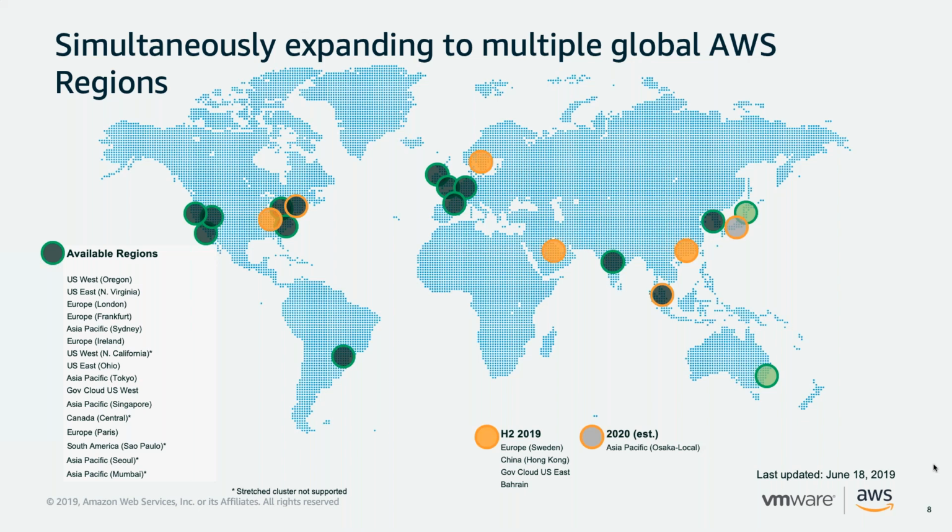We'll be deploying in the second half of this year into Sweden and China and US GovCloud East and Bahrain. And next year, we'll be deploying into Osaka.